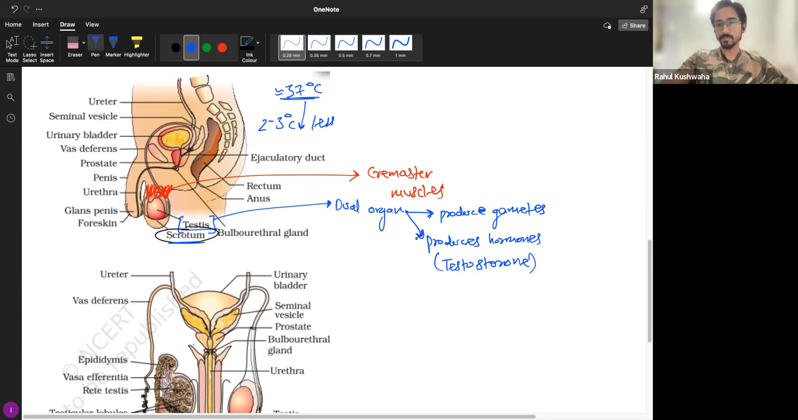But primarily it is produced by the testes. How it is produced in females is a different, complicated thing, so we'll not go into that today, but just know that some trace amount is present in both. So testosterone is primarily a male hormone produced by the testes. That's why it's called a dual organ.